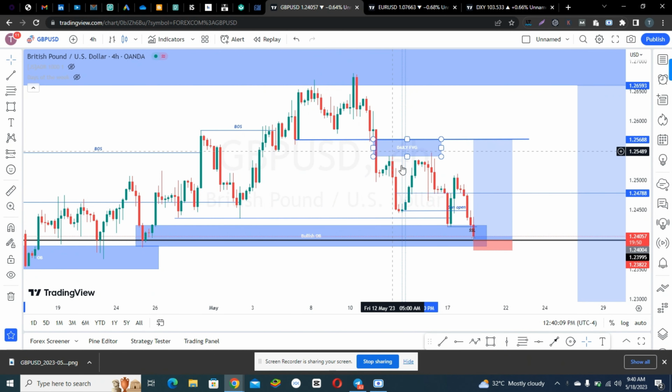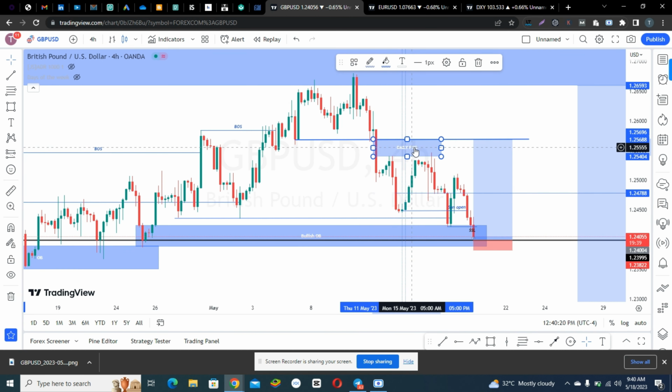So the market has been going down since last week. This was also a fair value gap I saw, I think yesterday or the day before yesterday. I think this is on Tuesday. Yeah, I saw it on Tuesday on the daily time frame. I actually took a trade here.